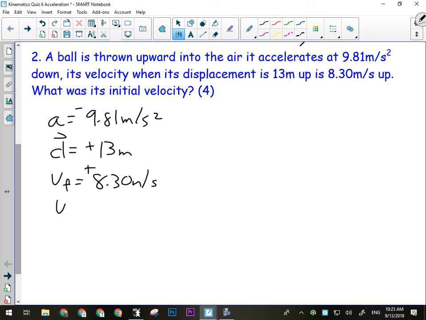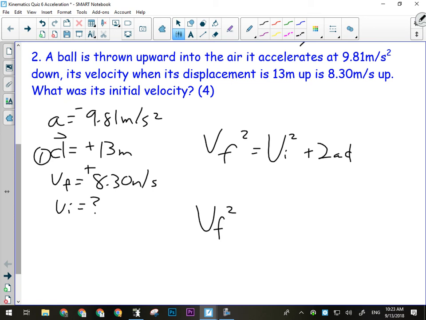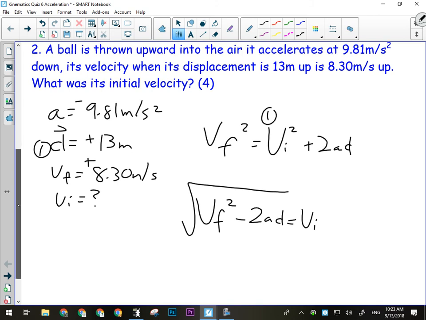What was its initial velocity? All right, so 1 mark for givens, 1 mark for this formula here: Vf squared equals Vi squared plus 2ad. We are looking for the initial velocity, which just means we're going to subtract 2ad over. So we'll have Vf squared minus 2ad, give them 1 mark for that formula, equals Vi squared, if we square root it all, which is what we have to do.